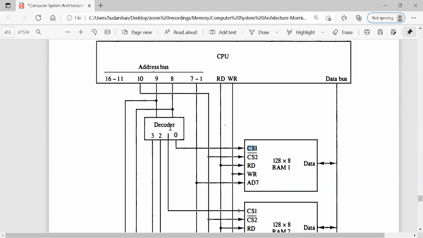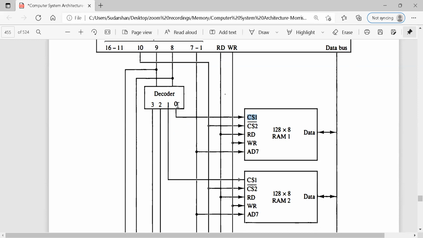Now you can see here, I'm making use of a decoder. You know what a decoder is? It decodes a given address and then decides the output. Here, the decoder is a 2 to 4 decoder, or 1 out of 4 decoder. 2 to 4 decoder means it has 2 input lines, represented as 8 and 9, and 4 outputs, 0, 1, 2, 3. If the input lines 8 and 9 are 0, 0, output 0 gets selected. If it is 0, 1, output 1 gets selected. If it is 1, 0, output 2 gets selected. If it is 1, 1, output 3 gets selected.